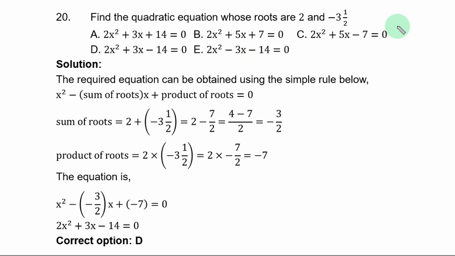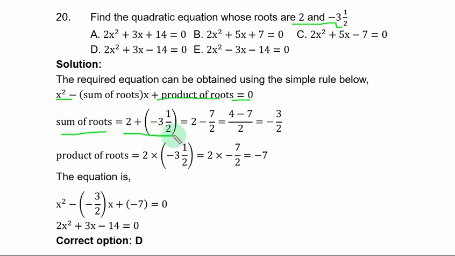Question 20. Find the quadratic equation whose roots are 2 and minus 3 whole number 1 over 2. Solution. The required equation can be obtained using the simple rule below. S squared minus sum of roots times S plus product of roots equal to 0. So let's get sum of roots. You add the two roots together.